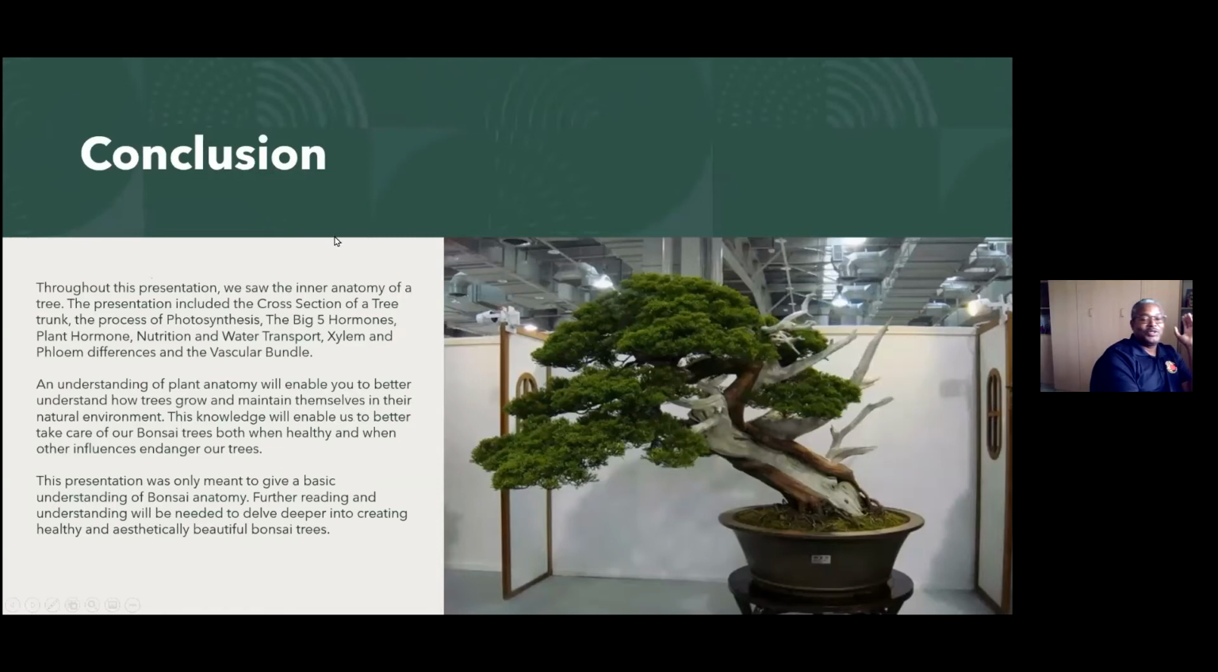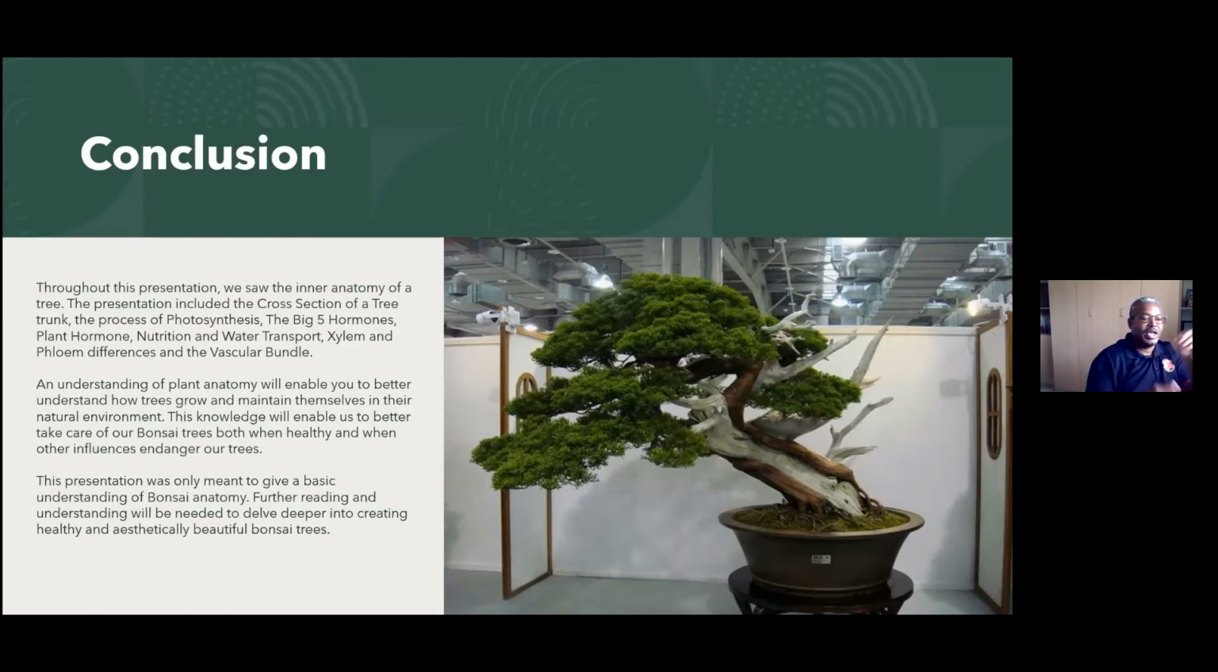In conclusion, I put together this presentation so that you can know what goes on inside of a tree. It's one thing to just put it in a pot and water it and give it some fertilizer, but you have to do a little bit more to really understand the tree.